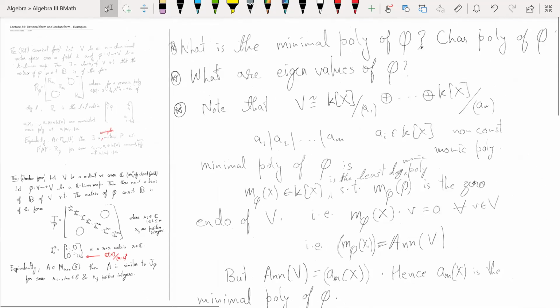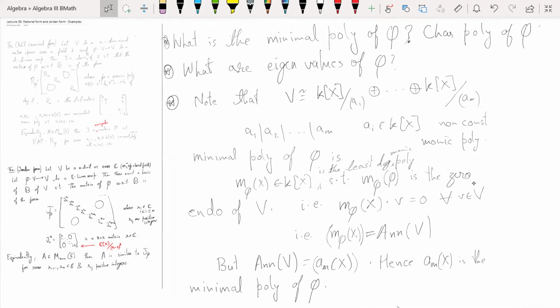So first of all, if you are given this phi, what is the minimal polynomial of phi, or this linear map phi, whose Jordan form or rational form we are trying to figure out? We want to know what is the minimal polynomial of phi, or what is the characteristic polynomial of phi, or what are the eigenvalues of phi. These are some of the invariants of your linear map. So that should somehow appear in this rational form or Jordan form and so on.